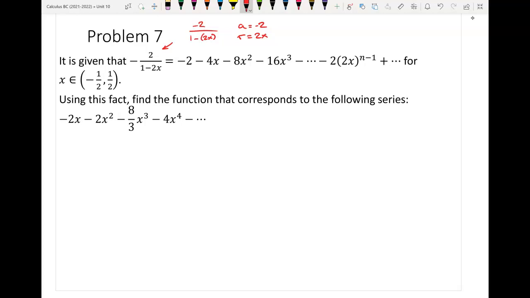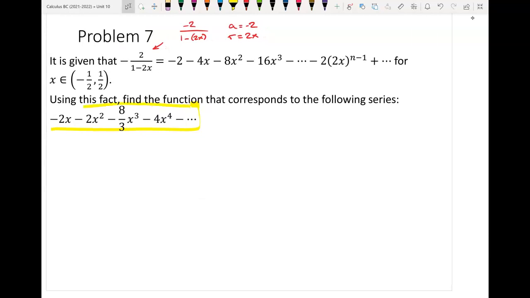Okay, so using this fact, find the function that corresponds to the following series. So what I want you to do is look at this and compare it to what we have here. What do you notice? Well, I hope you notice that this is the derivative of that. If I have negative 2x, well, the derivative of negative 2x is negative 2. If I have negative 2x squared, well, that'd be negative 4x, and so forth.